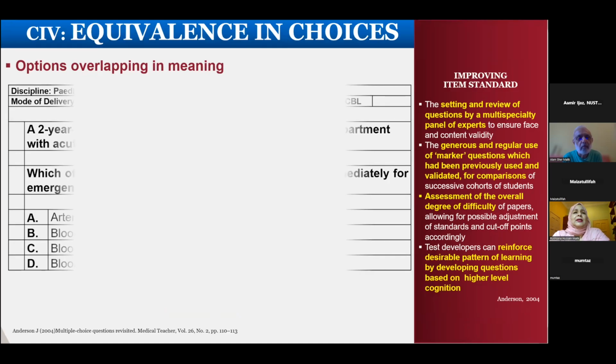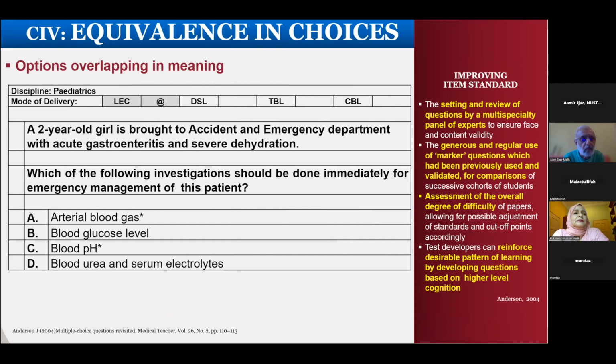Options overlapping in meaning. Again, there is a clinical scenario followed by investigations, which are done immediately, and there is an arterial blood gas and there is a blood pH. These two are done together, so practically the values will come together. So practically you are asking these two separately. So the student will be confused whether they should give the arterial blood gas level as the true answer or the blood pH as the true answer.